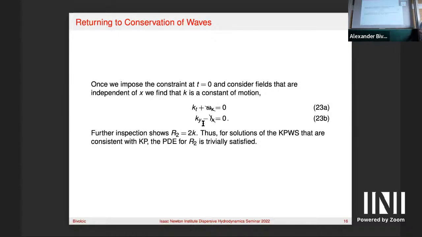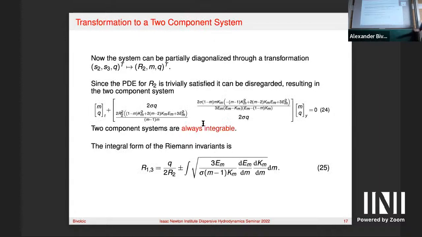So what do we do? Well, I partially diagonalize through a transformation, and then the PDE for R2 is trivially satisfied. So we can just leave that aside, and we're left with a two-component system, and two-component systems are always integrable. So there we go. We did it by taking into account the full compatibility conditions. We were able to reduce this to an integrable system, and then we have an integral form of the remaining two Riemann invariants. We have been able to integrate that, but there we go.